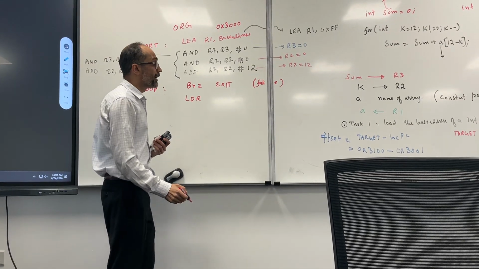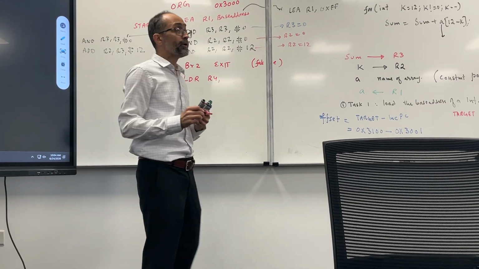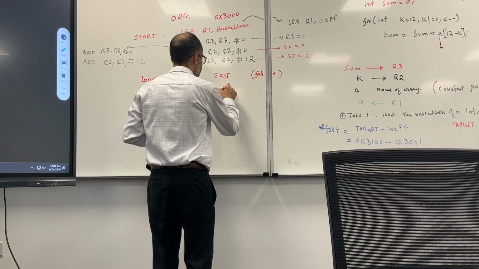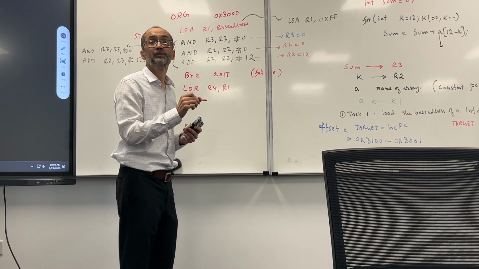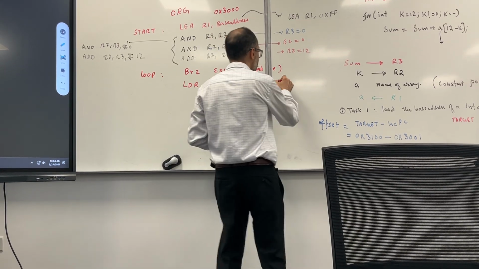LDR. Now we are using LDR. We are loading into R4, where the base address is stored in R1. What is now the offset? It has 0. So now we have a different iteration. This is the first iteration.